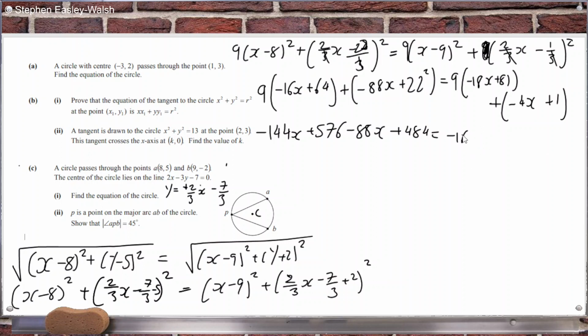x. 9 times 81 is 729, minus 4x plus 1. So let's take all the x's to the left. Minus 144 minus... oh, a stupid laptop calculator. I hope it didn't mess up any of those calculations.